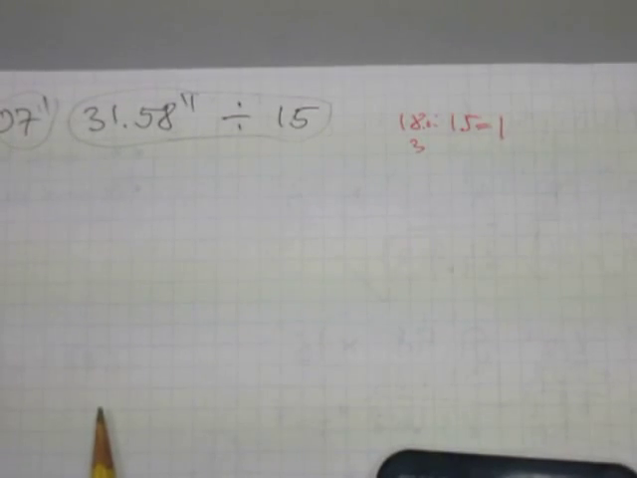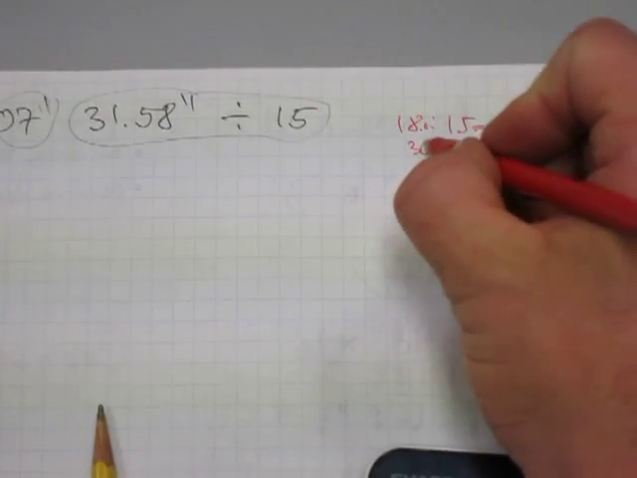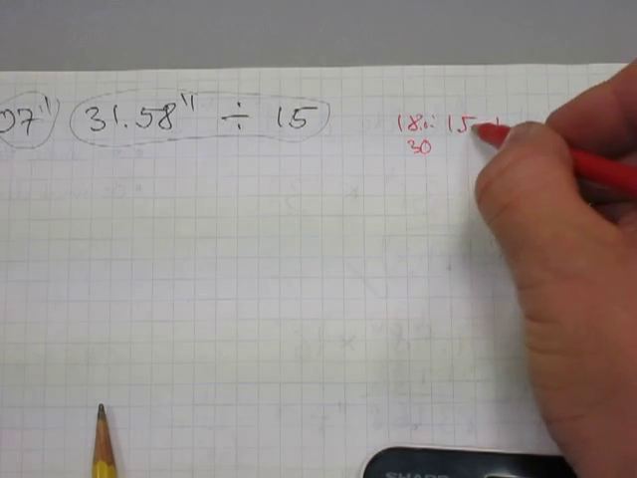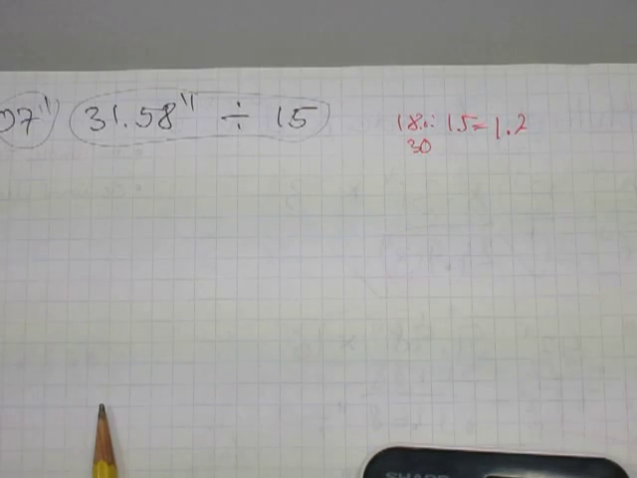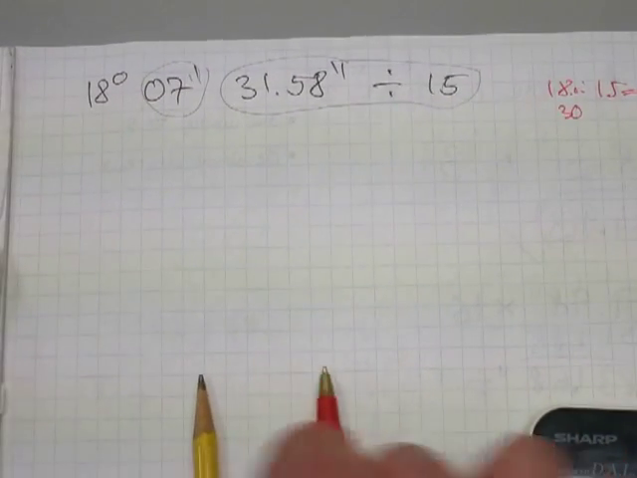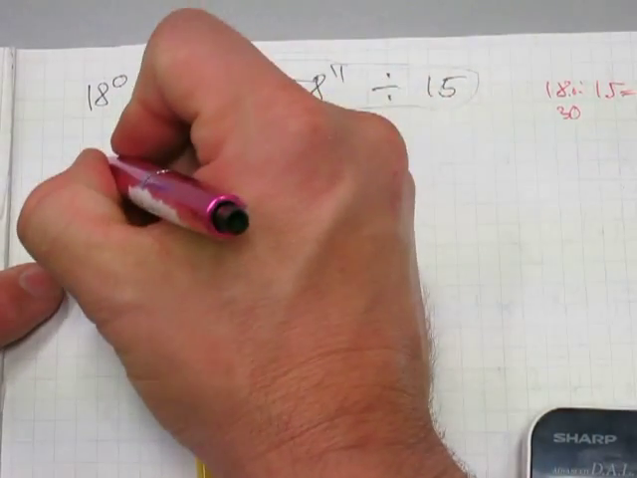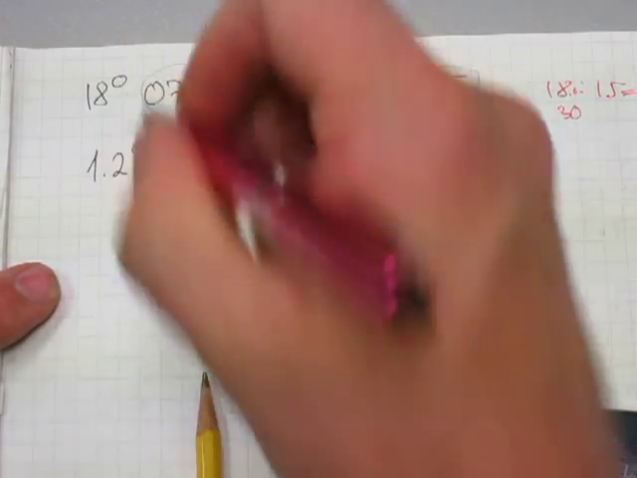Come on in closer. There, that's nice and sharp. That's 30. 15 goes into 30 twice. So the answer is 1.2. 18 degrees divided by 15 is 1.2 degrees.